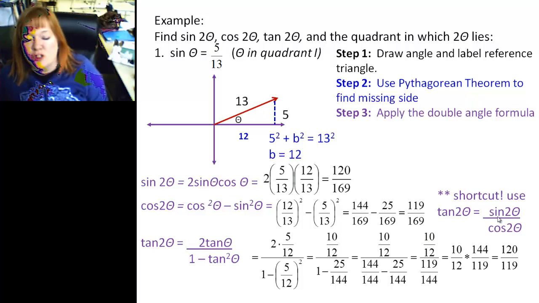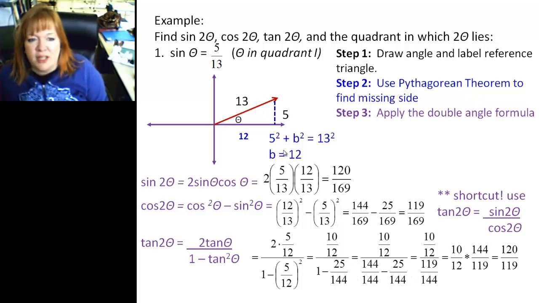So here's my shortcut. Tangent is the same as sine over cosine. If you just take these two and divide them, they should have the same denominator every time, because it's over the hypotenuse for both of them. So my shortcut, to find tangent 2 theta, use what you get for sine 2 theta and divide it by what you get for cosine 2 theta. To me, that is easier than all of this. But wasn't it fun to review all that fraction stuff?